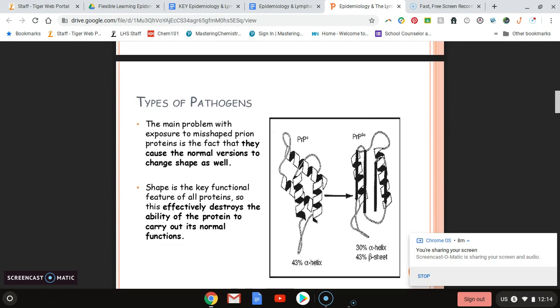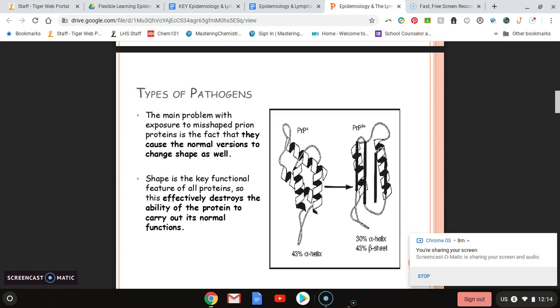The problem with the misshaped prions is that they cause normal versions to change shape as well. In other words, they can destroy the ability of a protein to carry out its normal function. So if a protein changes its shape, we know that its function will also change.